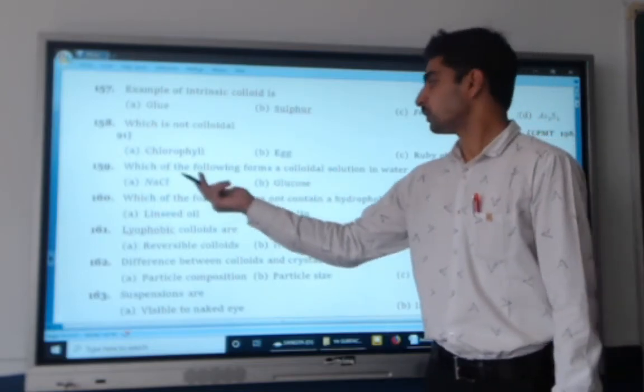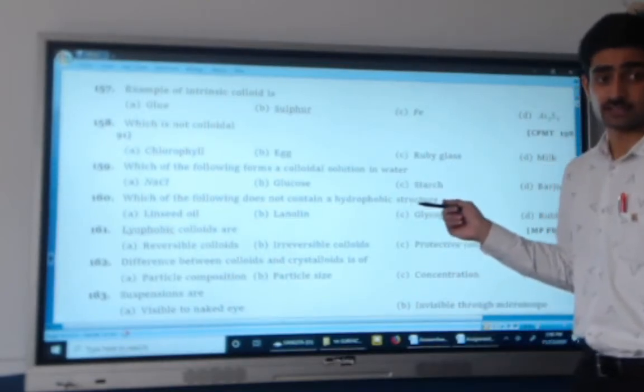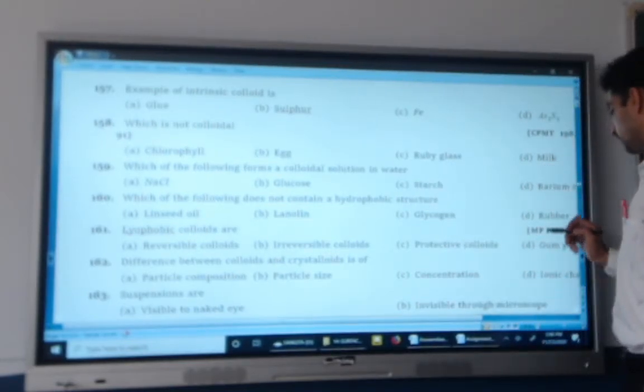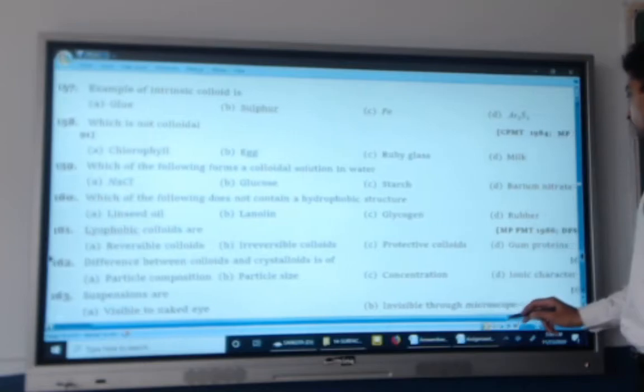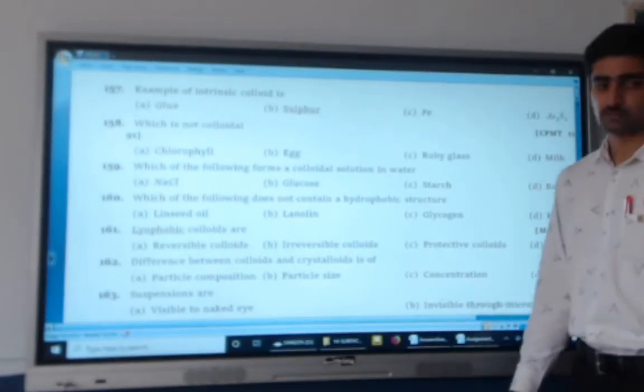Is it going to form? No. Glucose, of course, no. Starch, yes, because it's a carbohydrate. Barium nitrate, no. So the option is starch.